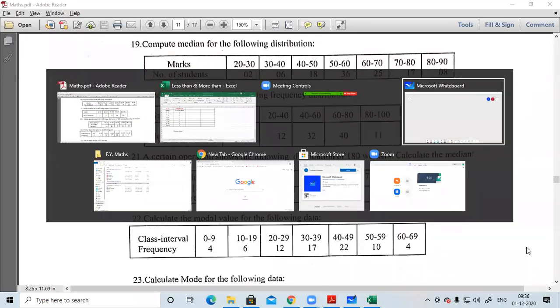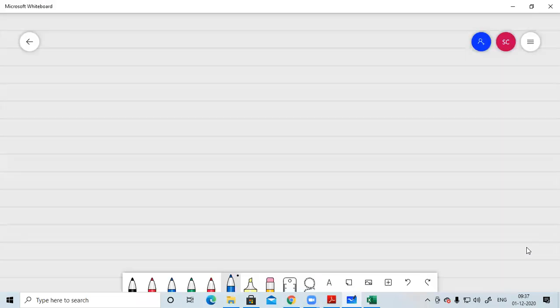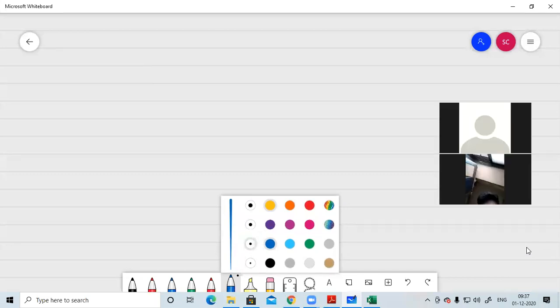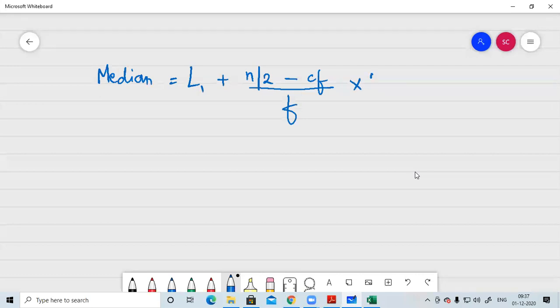Now, what is the formula for median for ungrouped data and grouped data? When it comes to ungrouped data, we saw that for the median you have to arrange the data in ascending order, and the number which comes exactly in the middle is known as the median. But here in grouped data, median is L1 plus (n divided by 2 minus CF) upon f into h.